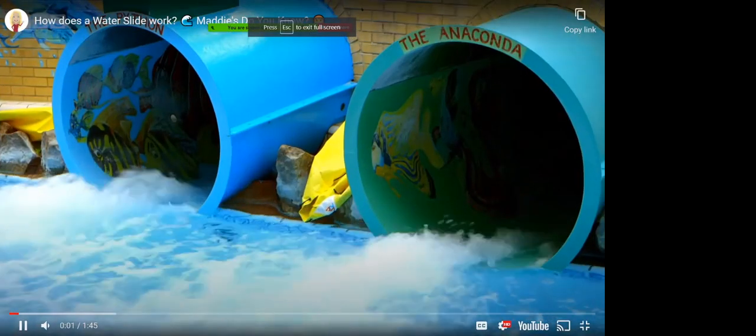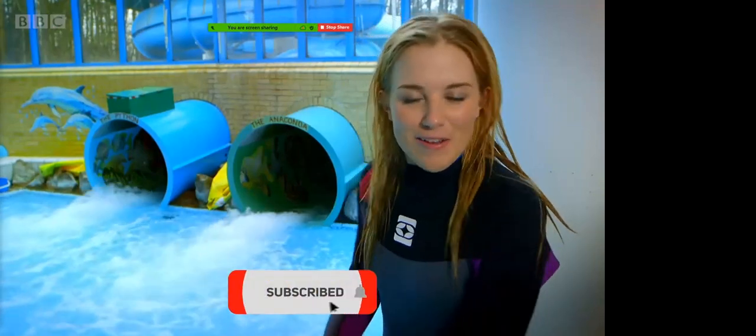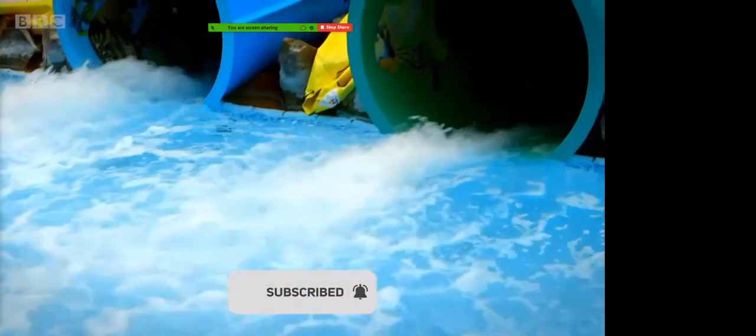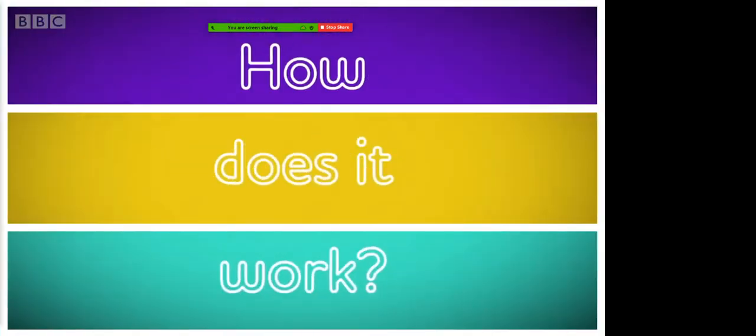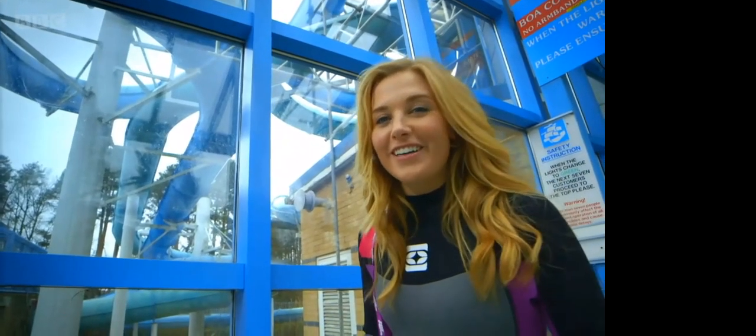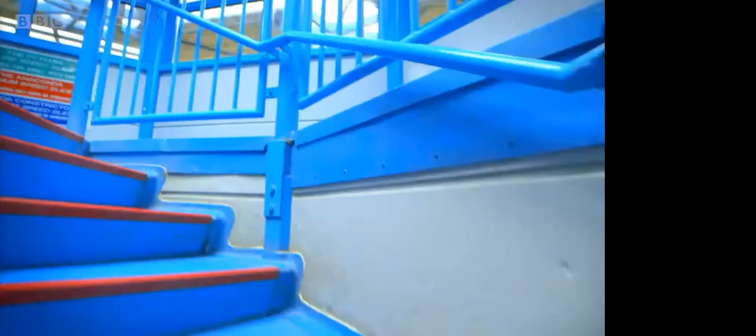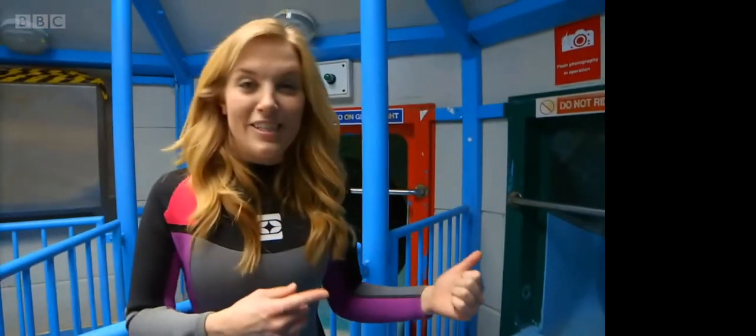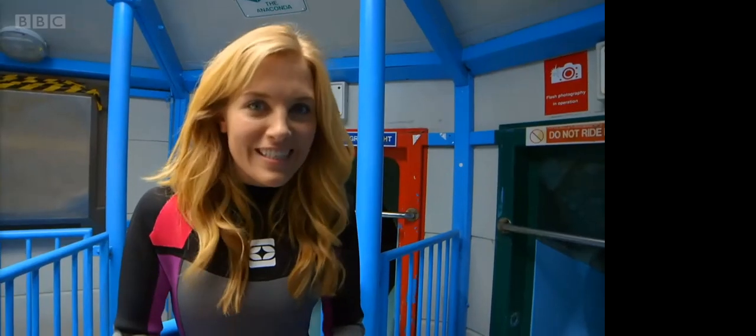The water helps to move you down, and it also makes you go faster and stops you getting stuck. But where does all that water come from, and where does it go? Let's find out. How does it work? A water slide. When you go on a water slide, the first thing you need to do is climb to the top. Now this is the top of the slide. And can you see there's lots of water running down it? This is what's going to help me slide down.